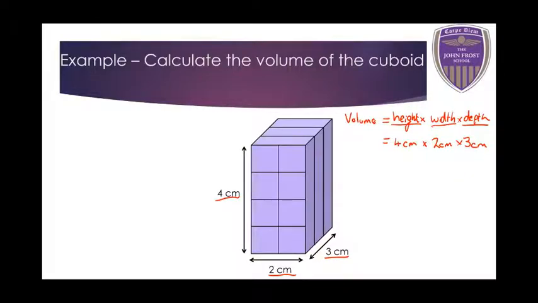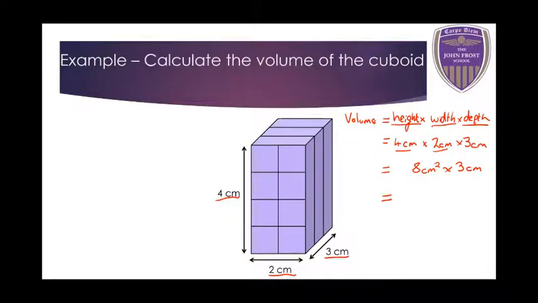So first of all, let's multiply the height and the width together. So 4 times 2 is 8 centimeters squared. Now it is 8 centimeters squared because remember, we've calculated the area of the front of the shape. Now all we need to do is multiply this by the final depth, which was 3 centimeters.